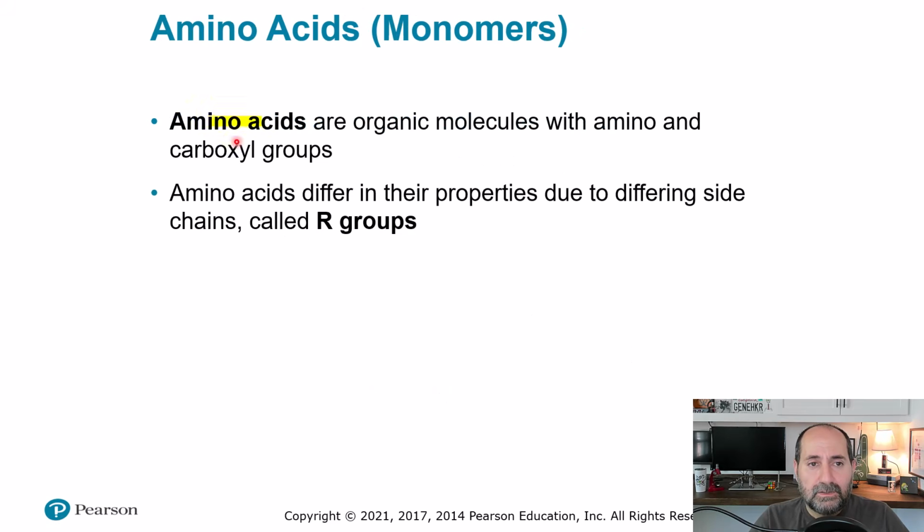So the amino acids are the monomers, or the building blocks of proteins. This is why proteins are macromolecules. It's because they are made up of amino acids, which string together to form these polypeptides, right? These proteins. Amino acids differ in their properties due to differing side chains called R groups.